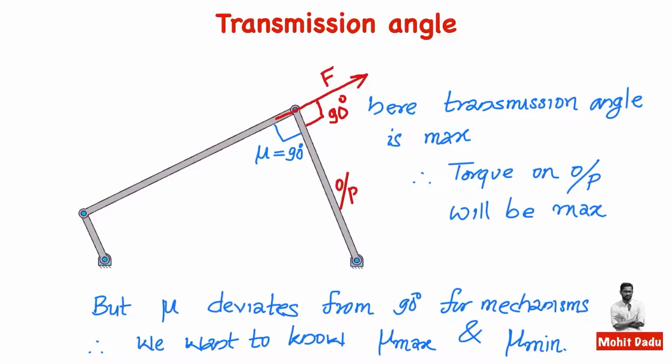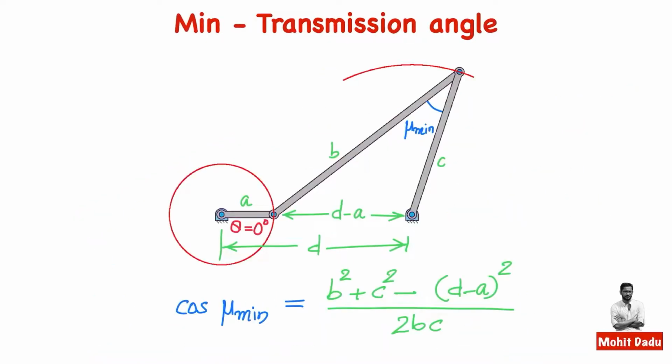We have to keep it towards 90 degrees for efficient transmission of motion. So we will be analyzing how you can obtain the maximum and minimum transmission angles. Here you can see the same mechanism where the transmission angle is becoming minimum, and this will be obtained based on the position of the input link with respect to the fixed link. Here you can see the input link is coming along the same line as that of the fixed link.